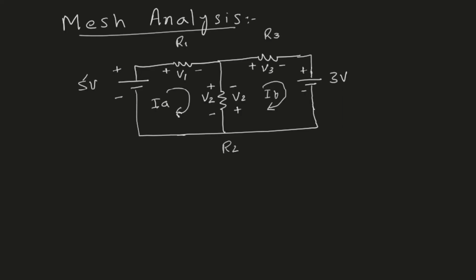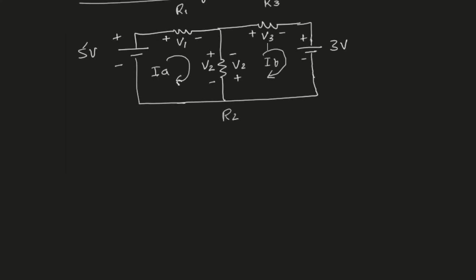Previously, we studied this circuit using mesh analysis, and after applying KVL to the two meshes, we got two equations in IA and IB, and those two equations are given here again. So we had 3IA minus 2IB equal to 5, and the other equation was 2IA minus 5IB equals 3. So these were the two equations that we had last time.